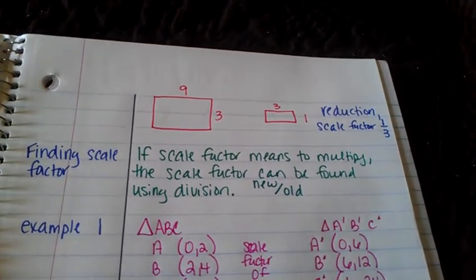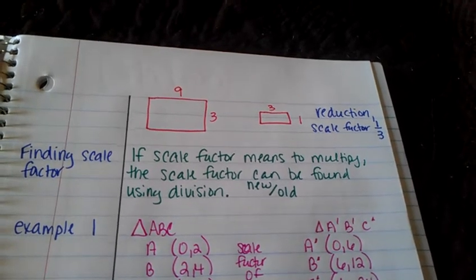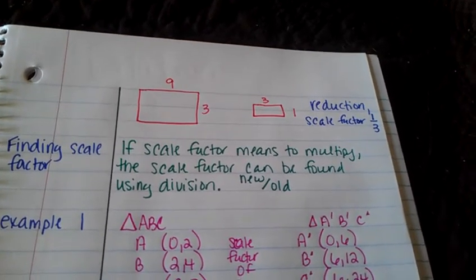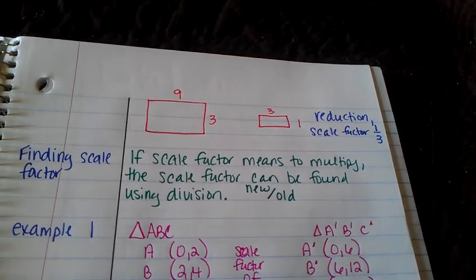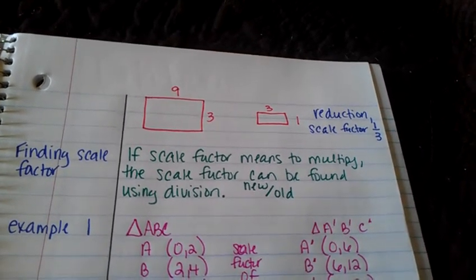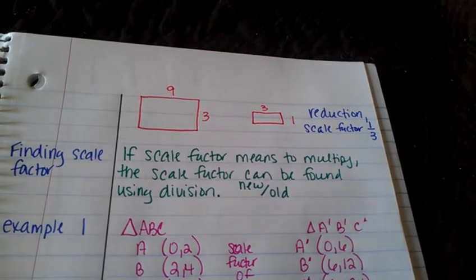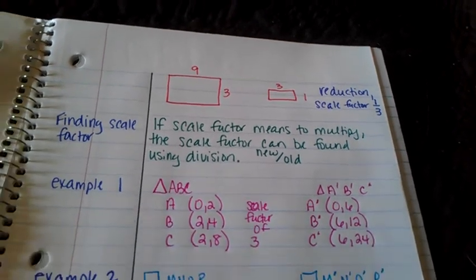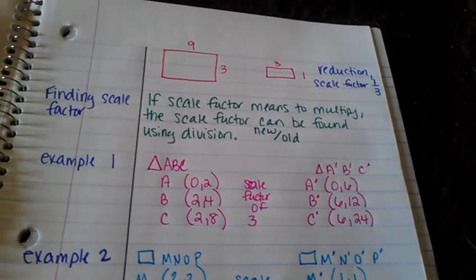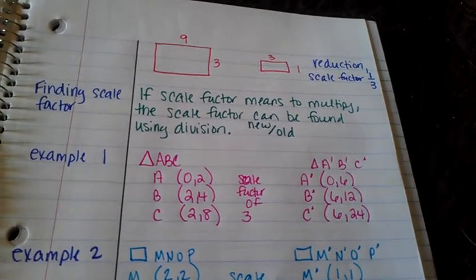If you're ever trying to find the scale factor, you've got your two shapes but no scale factor. If scale factor means to multiply, you can use division to find the scale factor. It is your new figure divided by your old figure. And here are some examples. And we're not always going to be given the picture. Sometimes we just have the coordinates.